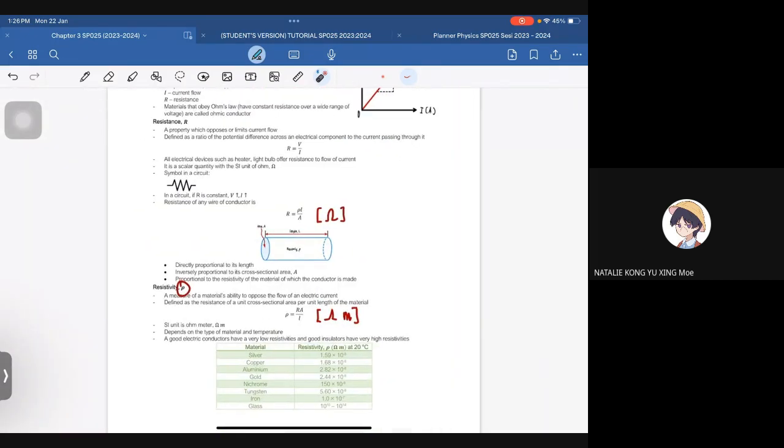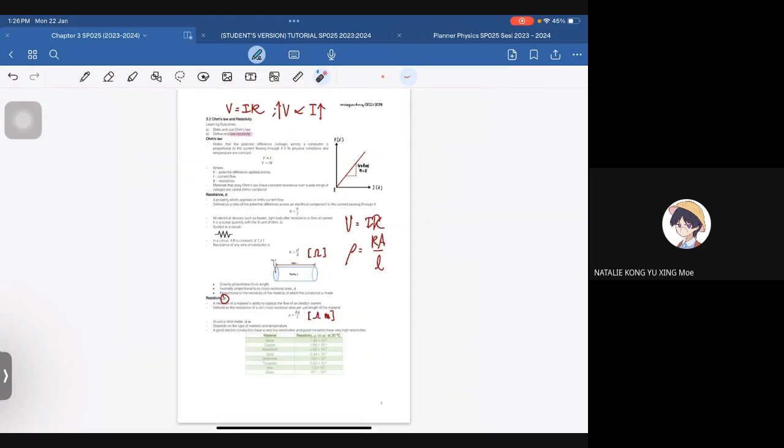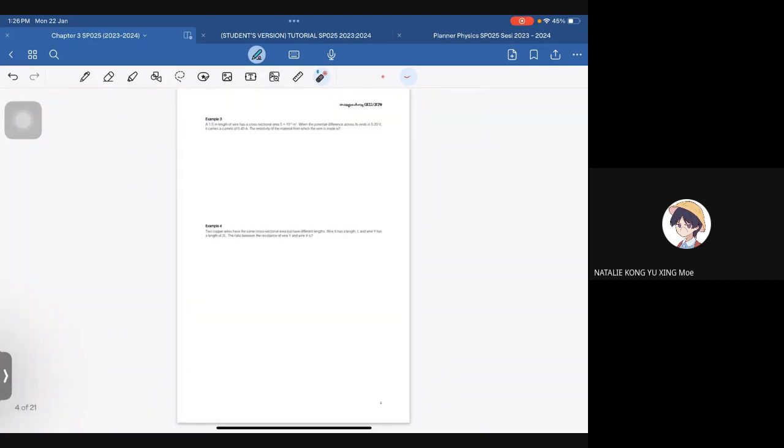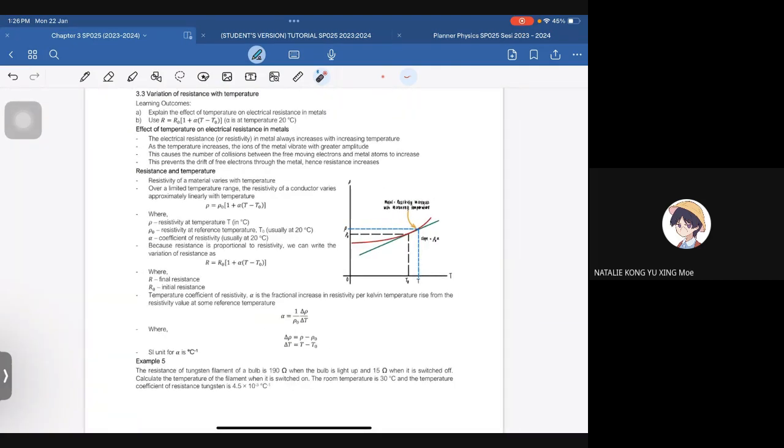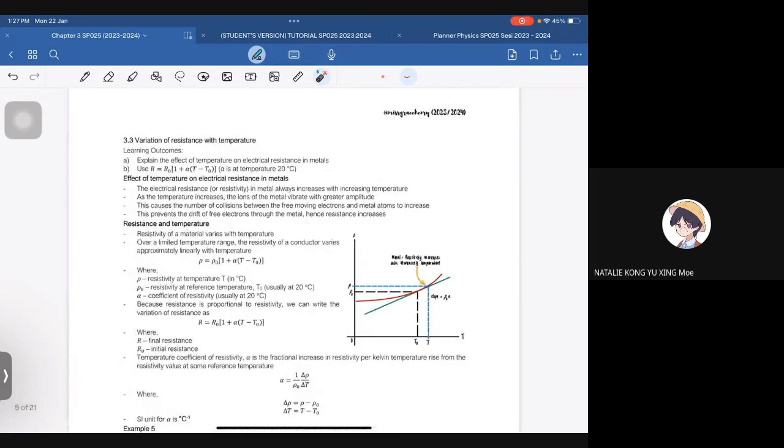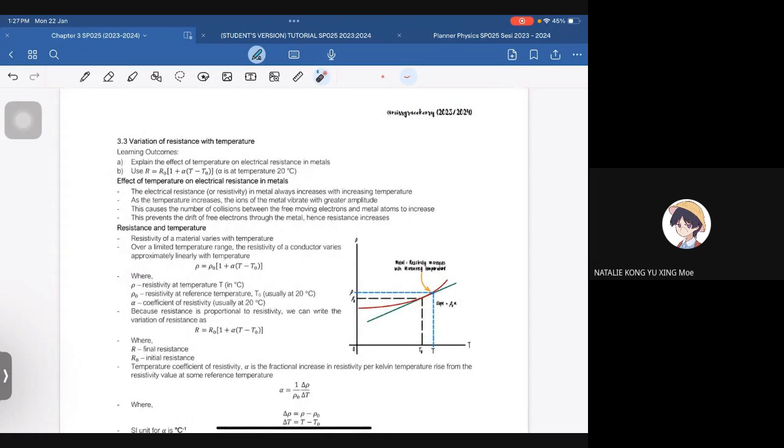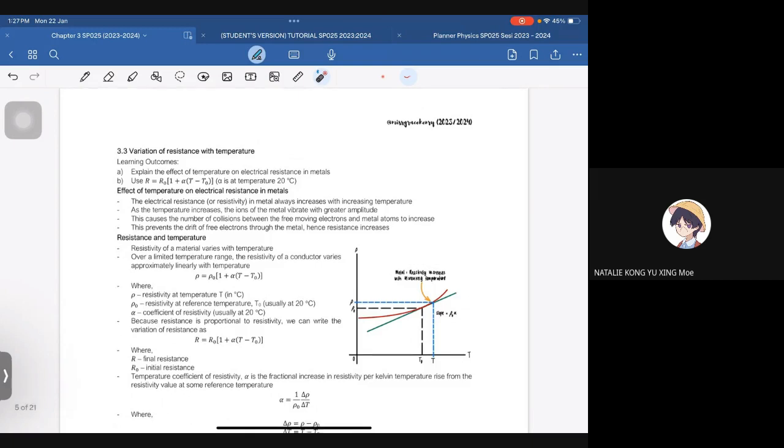So dua benda lah yang kamu kena tahu sekarang. Kamu kena apply V equal to IR, and then kamu kena apply rho equals RA over L. So ini adalah the two formulas yang you have to use for this subtopic. The rest of it kamu rearrange je lah. Okay, so that is for subtopic number 2. Untuk subtopic number 3, dia pendek-pendek je tahu setiap subtopic ni. Tapi soalan dia ni, dia gabung dari semua subtopic. So dia jadi panjang. Macam itulah.